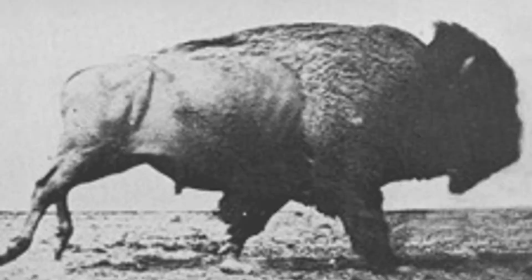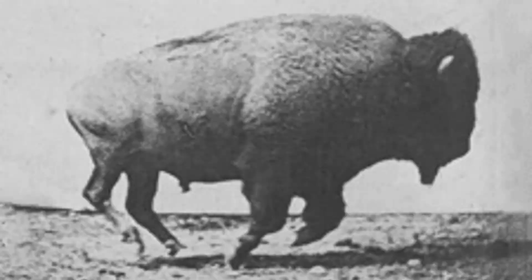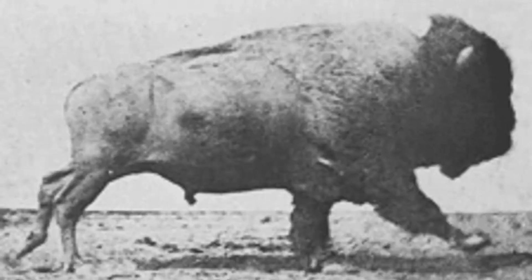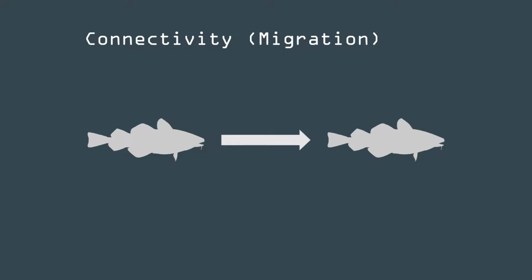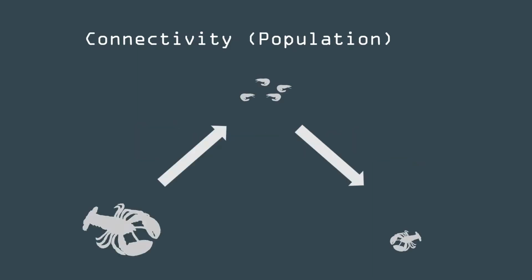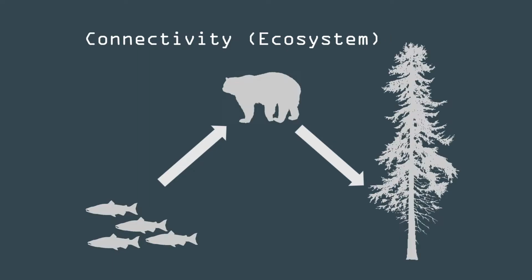The problem with the current spatial planning process is it often does not include the movement of organisms through space. This movement of organisms, or connectivity, takes many forms, the simplest of which is migration, or the movement of organisms from habitat to habitat. The next is population connectivity, where the next generation is recruited in different habitats. There's also ecosystem connectivity, where nutrients are transferred through the food chain to enrich new habitats.